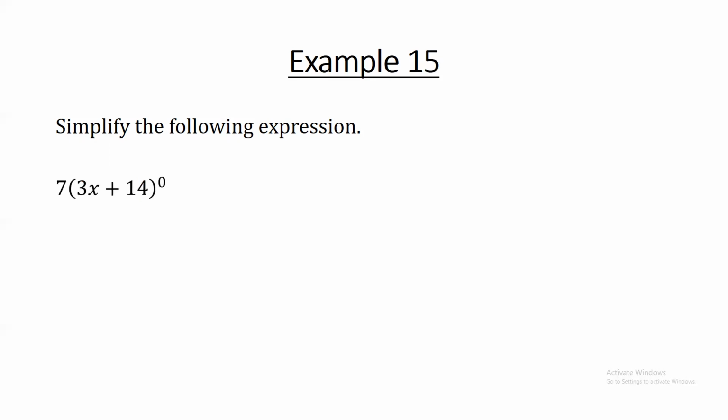Looking at the next example, it may look complicated, but we don't really care what 3x plus 14 equals, because any number raised to the power of 0 equals 1. So it's just 7 times 1, which is 7, because (3x plus 14) to the 0th power is 1. So it's a very, very easy rule to remember, a little bit harder to make sense of and truly understand why it is the way it is. But the main thing you have to get out of this video is anything to the power of 0 equals 1.